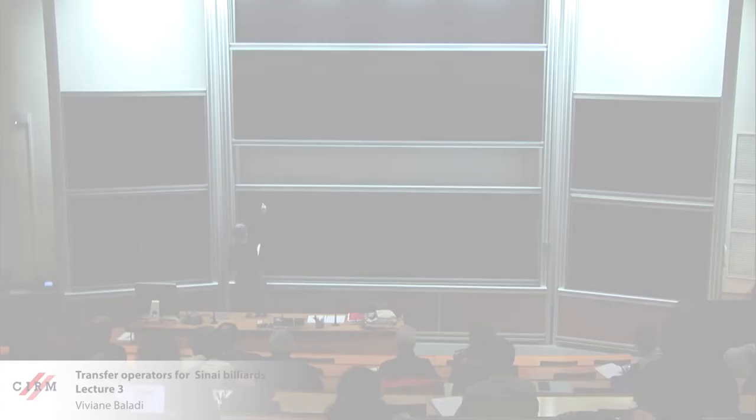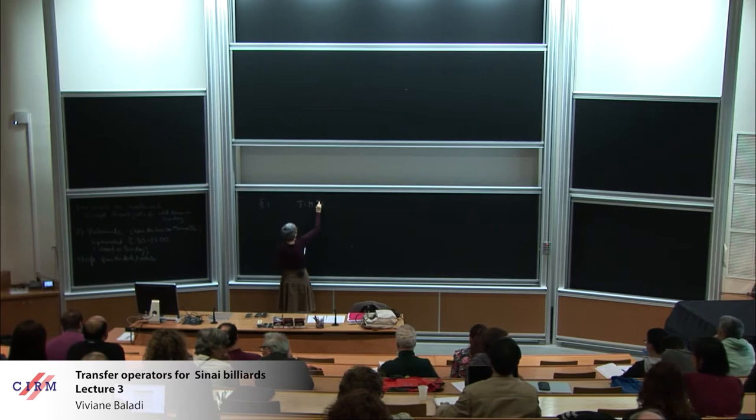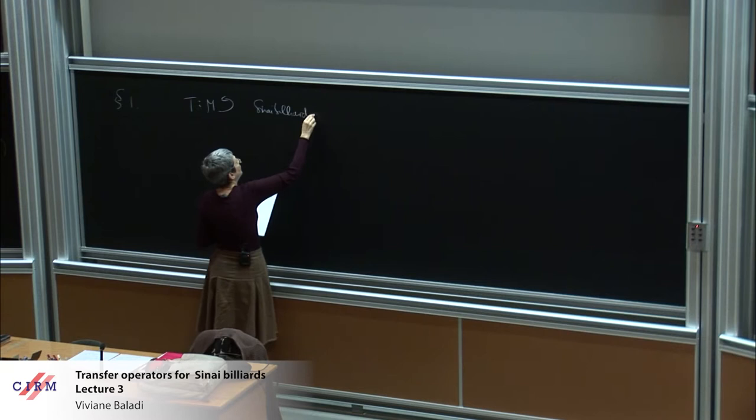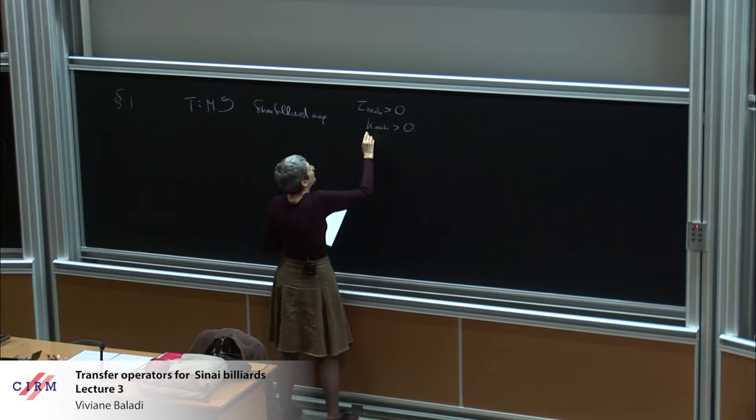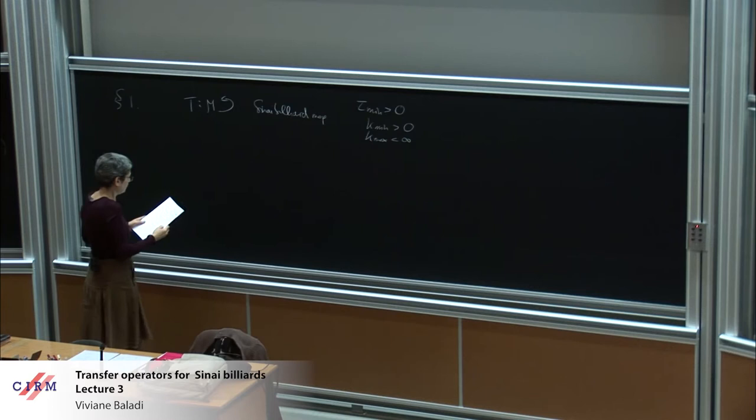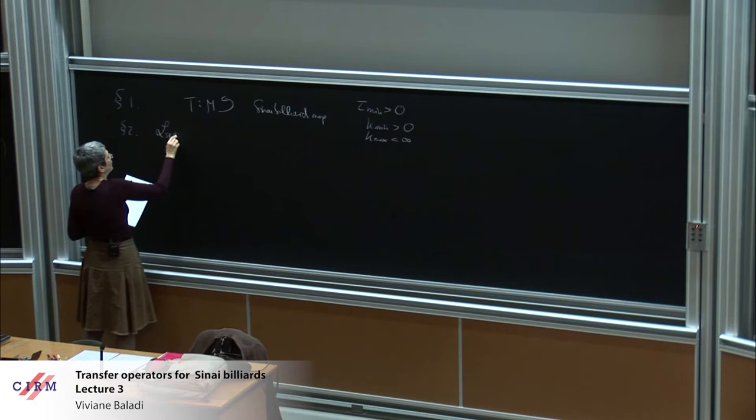So first, I gave you the definition of a Sinai billiard map, and there is a minimum time between collisions, and the curvature is bounded from below and from above. And then I told you about how to construct the SRB measure with a transfer operator.